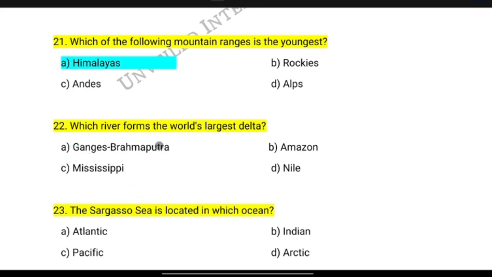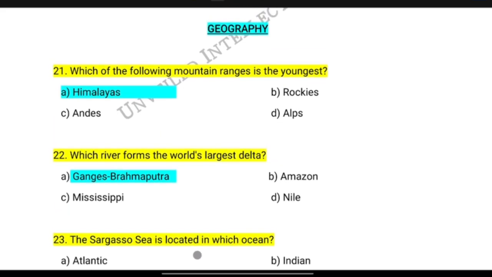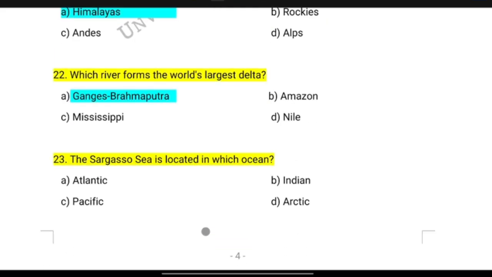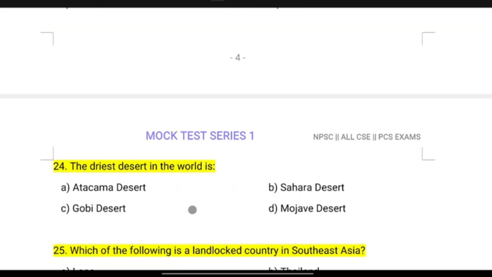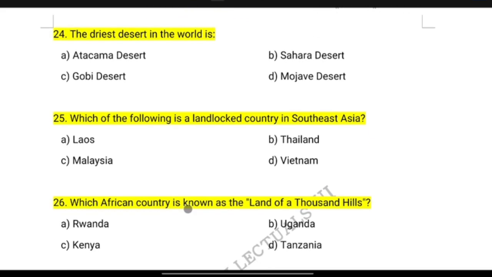Answer. A. Ganges Brahmaputra. Explanation. The Ganges Brahmaputra Delta in Bangladesh, also known as the Sundarbans, is the largest delta in the world. 23. The Sargasso Sea is located in which ocean? Answer. A. Atlantic. Explanation. The Sargasso Sea is a region in the North Atlantic Ocean, known for its distinctive floating seaweed called sargassum. 24. The driest desert in the world is?